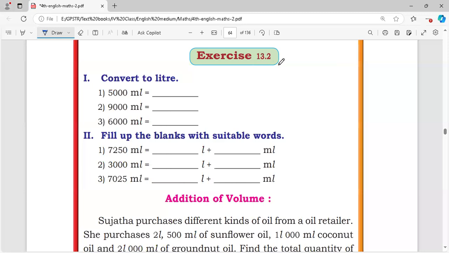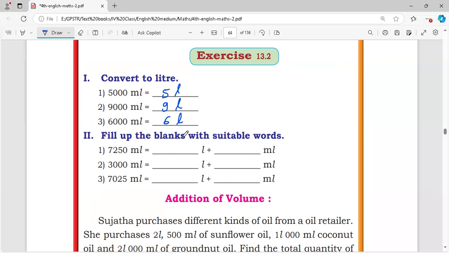See Exercise 13.2. First one, convert to liter. 5000 milliliter means if you divide 5000 by 1000, we get 5 liter. 9000 milliliter is 9 liter. 6000 milliliter is 6 liter.